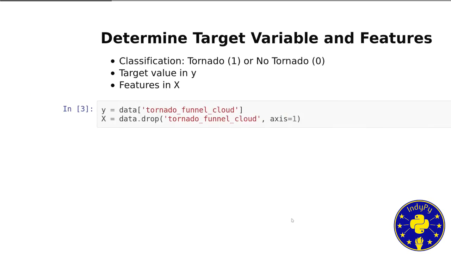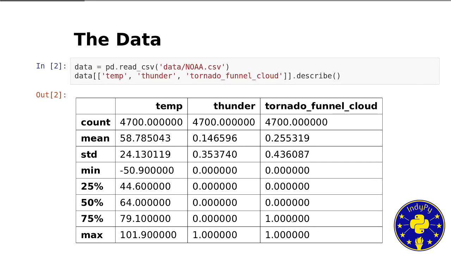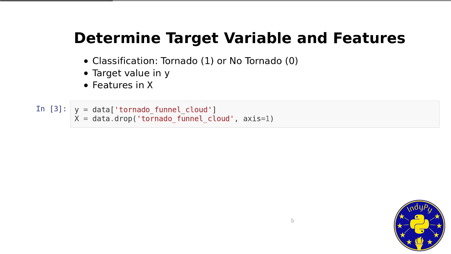But so the first thing we need to do is, all of our data is just in this one data frame. So we need to split it out. We're going to call y our variable where we're going to put the thing we want to predict. So that's whether or not there is a tornado funnel cloud. And then x is going to be everything else. So we just drop that one tornado column from the pandas data frame, and that's all of our features.